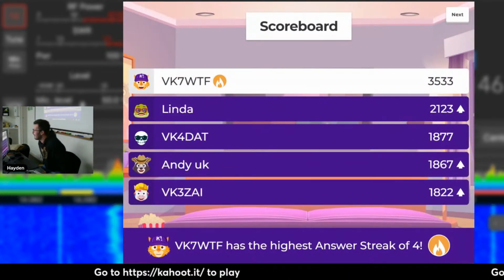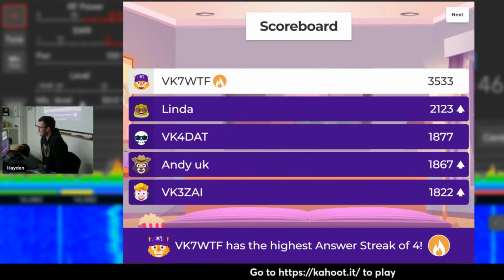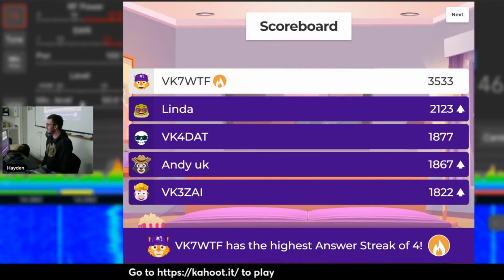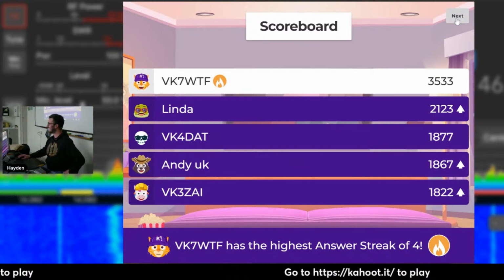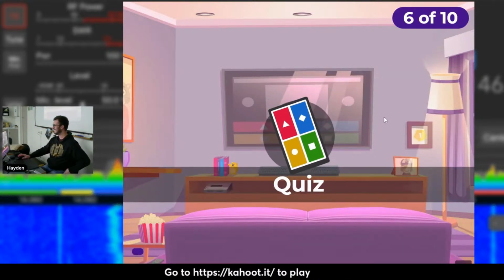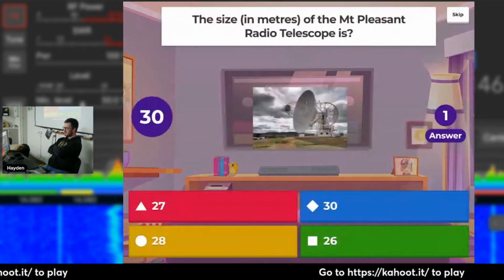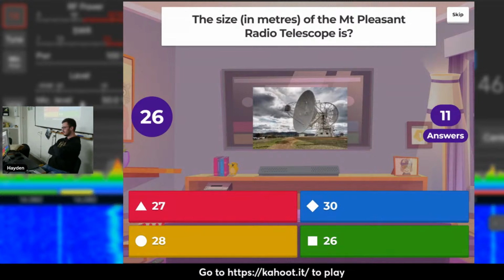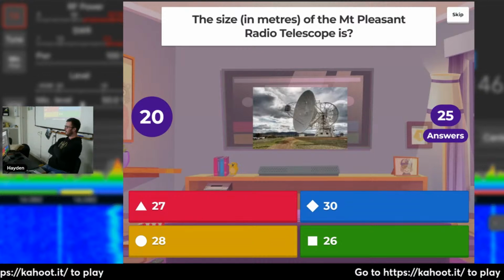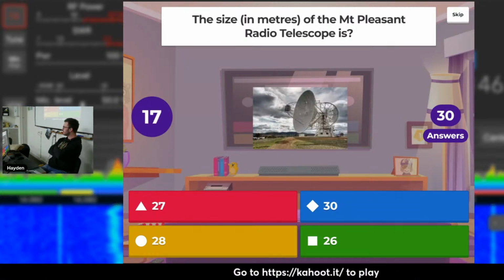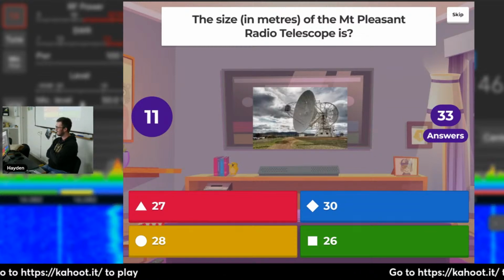Scoreboard. Sean in first place. Linda moves up into second. VK4 DAT in third. Andy in fourth. VK3 ZAI in fifth. Someone's been paying attention to the presentation notes up the back. The size in metres of the Mount Pleasant radio telescope is 27, 30, 28, or 26 metres. The Mount Pleasant radio telescope. Famous, world famous telescope out here in Hobart. Just outside of Hobart. Size.